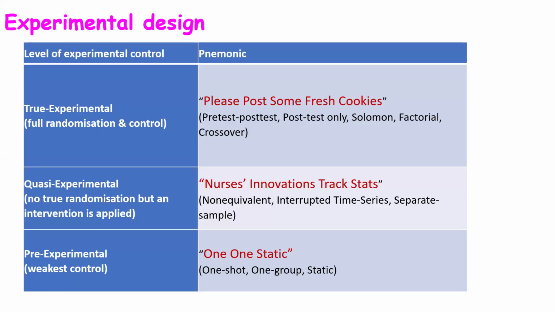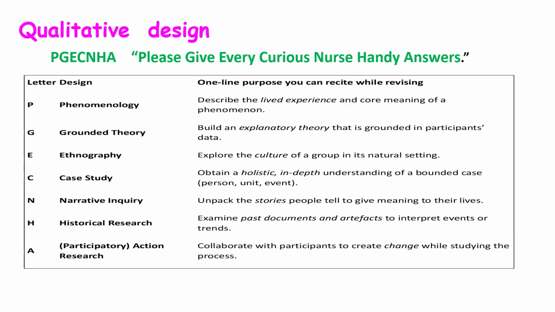Coming to qualitative design also, please give every curious nurse handy answers. P for phenomenological study, grounded theory, ethnographic, case study. Narrative means unpacking the stories people tell to give meaning to their life. Historical examines past circumstances, and action research collaborates with the participants to create change while studying them. So when you think about qualitative research design, please note: please give every curious nurse handy answers. At last, how to choose the design?